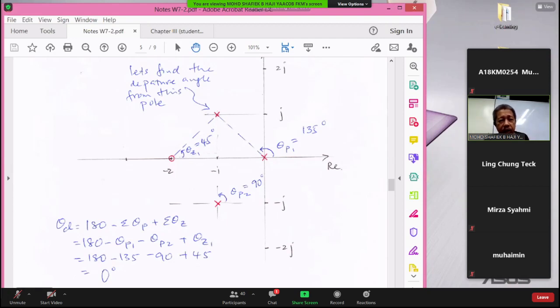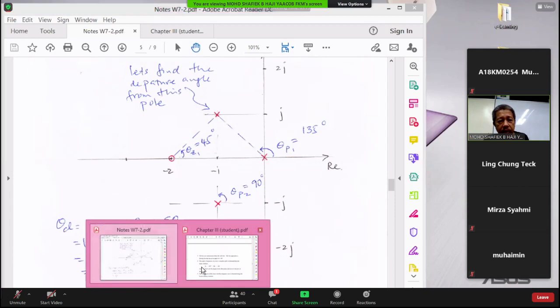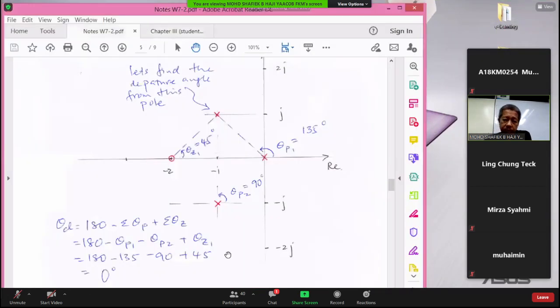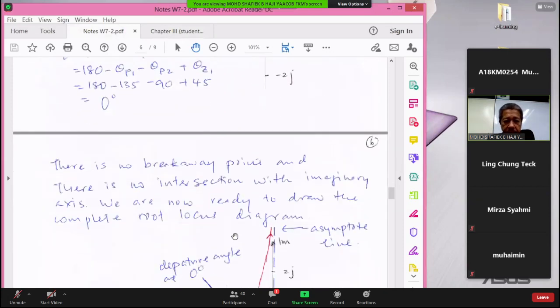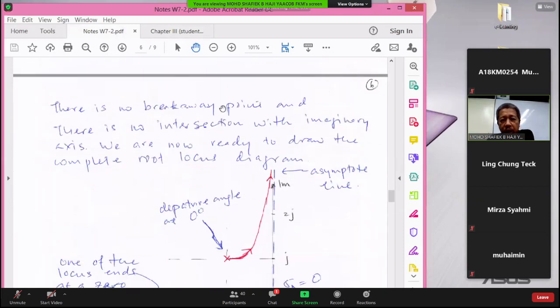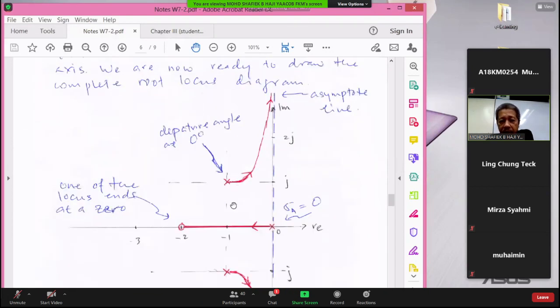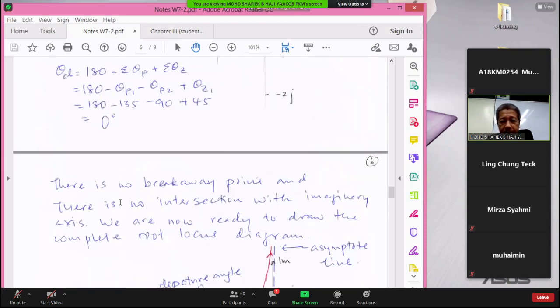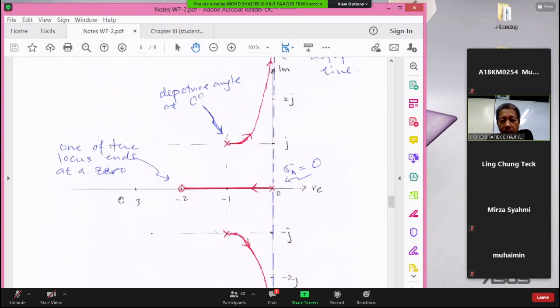And then step 9 is not necessary because we are never going to cross the imaginary axis. Now we are ready to draw our complete root locus diagram. There's no breakaway point as well, so you don't need to compute it, because the locus will not enter the real axis. So we are ready now to draw the locus diagram.